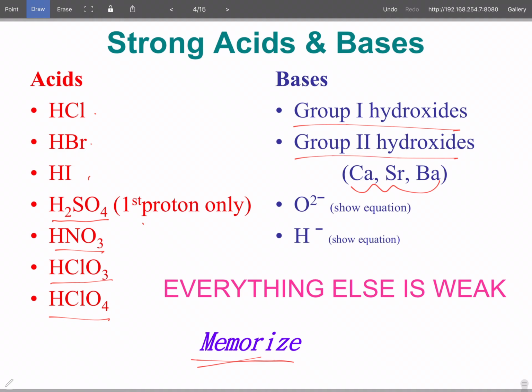O2 minus, if you take O2 minus plus water, you end up producing 2 OH minuses. So you pick up a proton from 1 water, and that leaves you a hydroxide there. Hydrides are actually very strong bases, and what they tend to do is pick up a proton and produce hydrogen gas and OH minus. So the trick is if it's on the list, it's strong. If it's not on the list, it's weak. So the easiest thing is to know the list because your definition is it's not on the list.